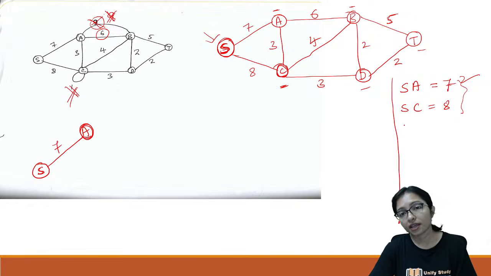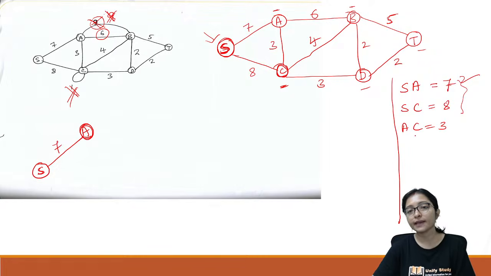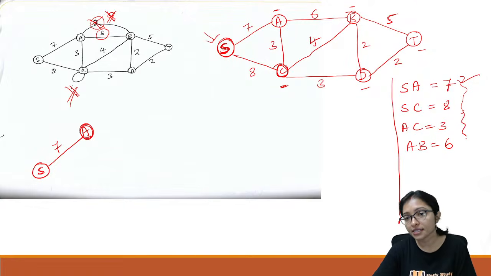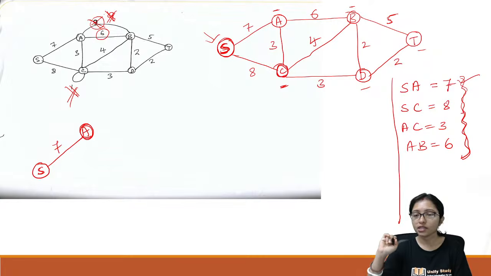Here, AC is also available to me, that is 3. AB is also available to me, that is 6. Is any other one available? Now your available list is this. These are all now available to you. Okay. Got it? Clear? Now AC and AB are all available to me.